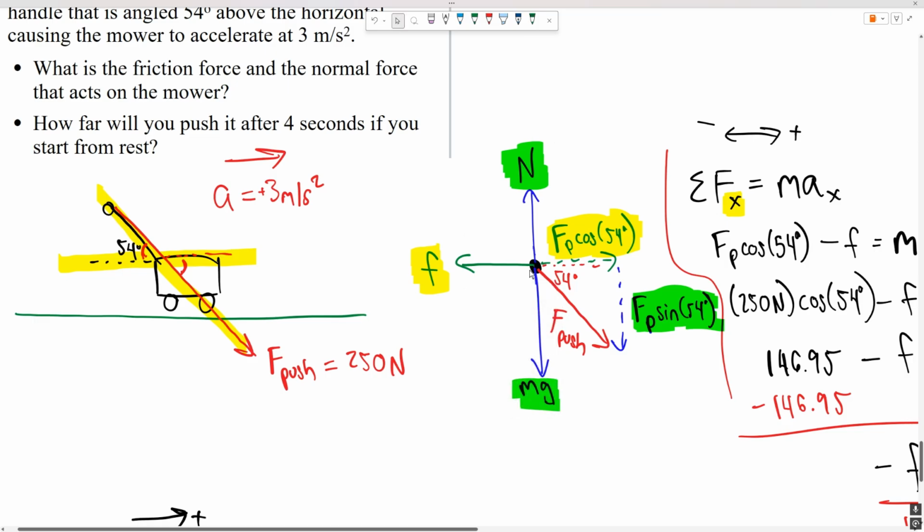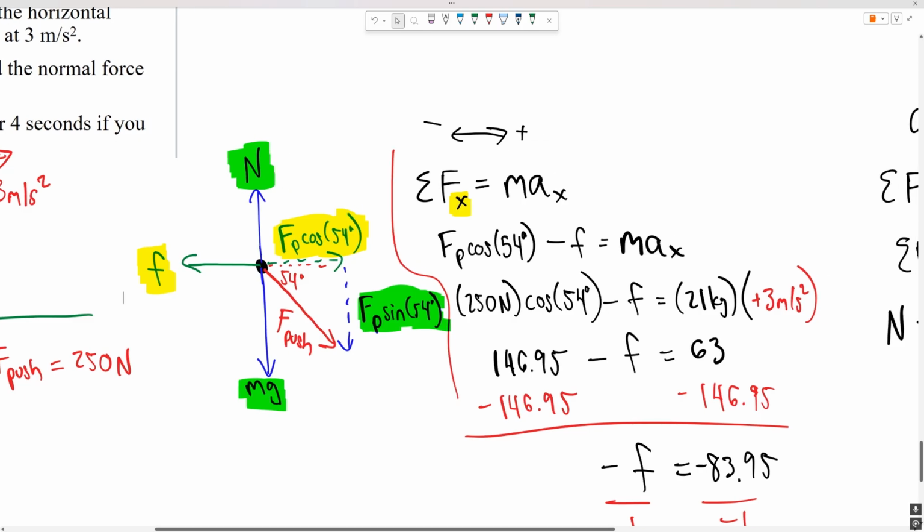Okay. Then what we can do is write out our equation. So for the x direction, net force in the x direction equals mass times acceleration in the x direction. So what force is acting in the x direction?